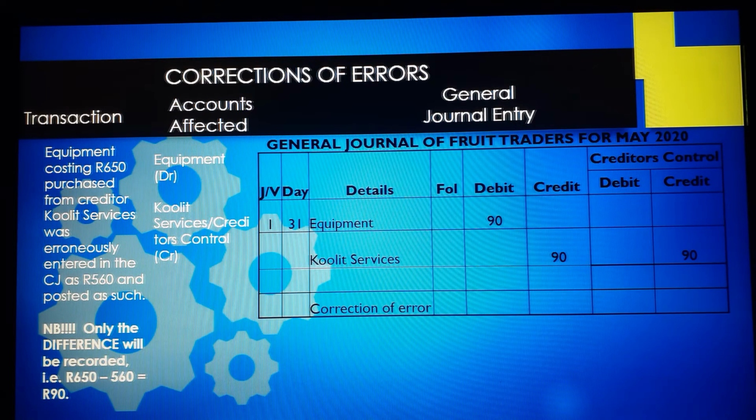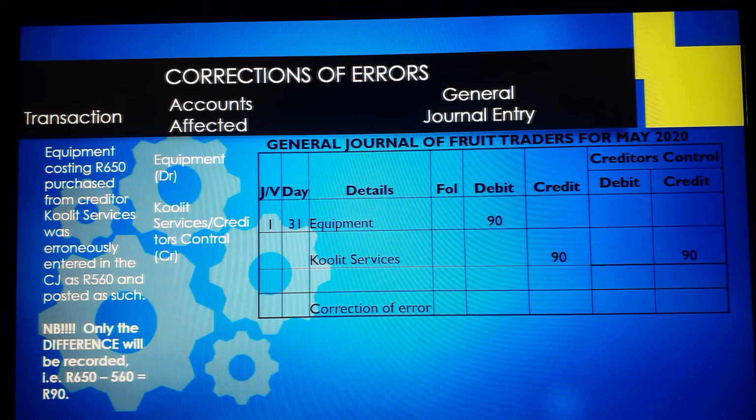Moving on, our last correction of error could be the incorrect entry of an amount. So for example, we could have had equipment costing 650 Rand purchased from a creditor, but it was in error posted in the CJ as 560 Rand. Therefore, we need to find what is the difference. The correct amount is 650, but we entered it as 560. So we subtract the two amounts and the difference is 90 Rand.